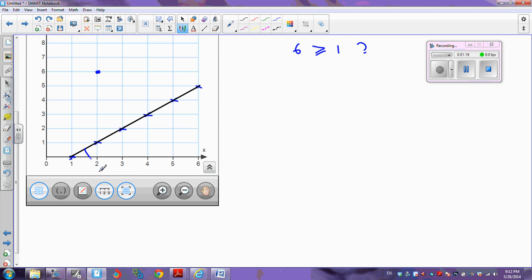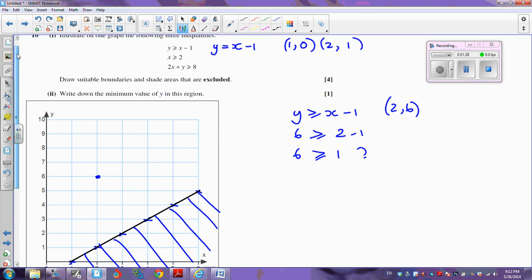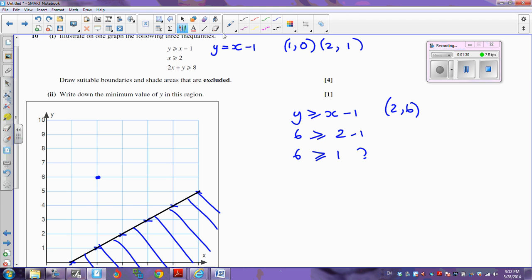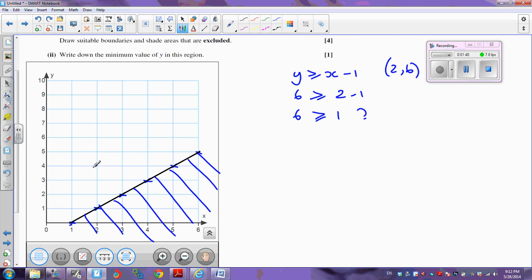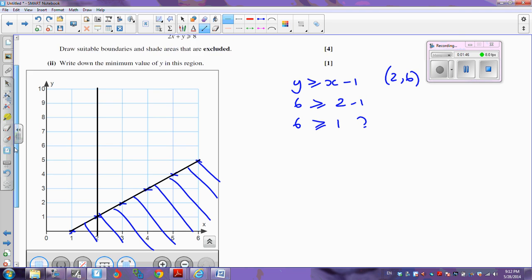So I'm going to shade out. Remember, I shade the region that's not included. So I'm going to shade that side. Okay, right. Next line, x greater than or equal to 2. Now, for the region x greater than or equal to 2, I'm going to draw the line where x equals 2. It's a vertical line through here. So I'm just going to go straight to the line here. So there's the line where x equals 2.